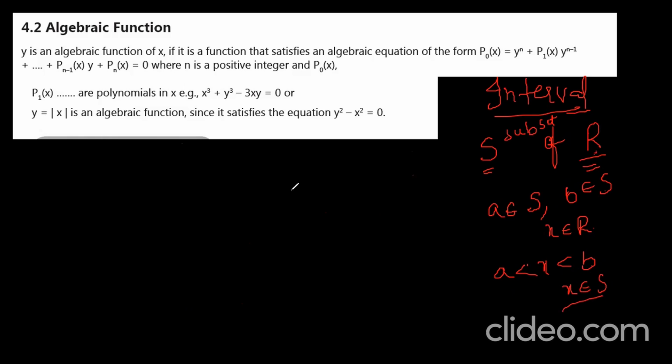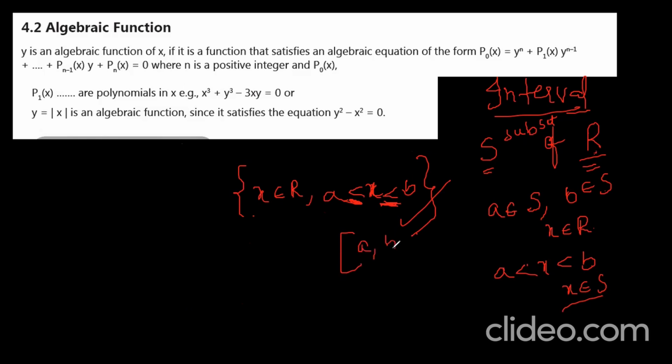The set. What is the set? How do you write in the set form? X belongs to R, and A less than or equal to X less than or equal to B. This is our interval. It can be called a closed interval. Closed interval means we kept the equal to sign also. It can be represented with A comma B. This is the normal interval and this is the closed interval.